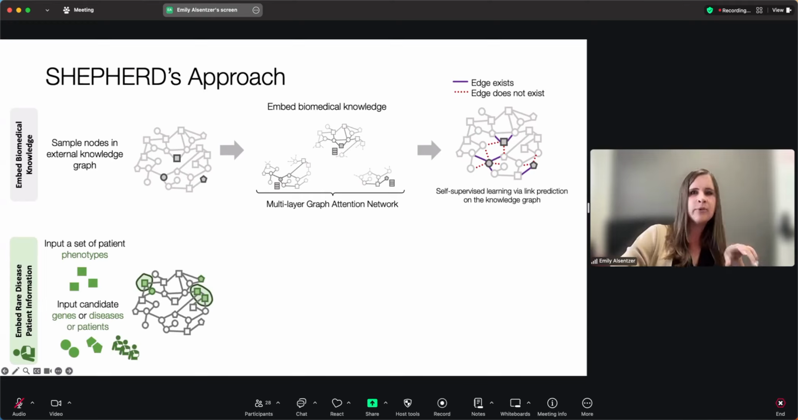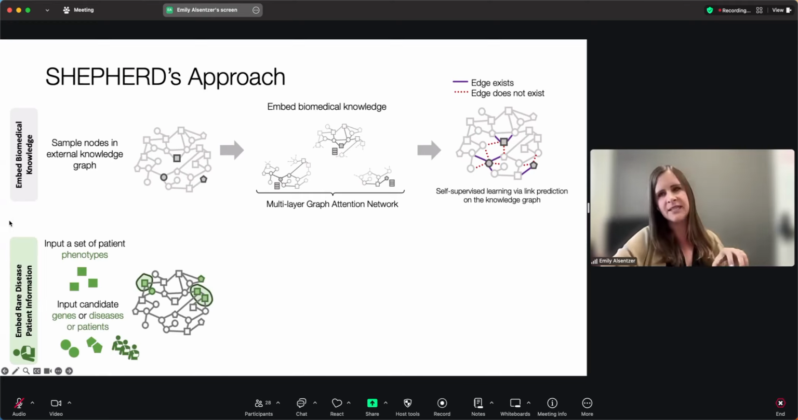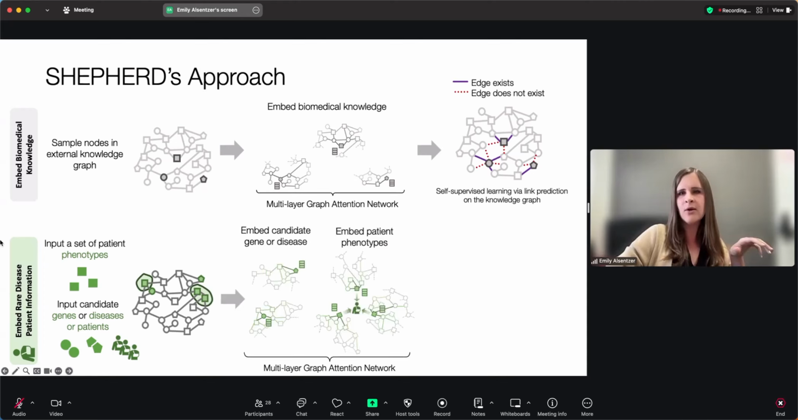So at this point, the input is the patient's set of phenotypes, and then depending on the task, a set of candidate genes or diseases or other patients. We overlay that patient information on the knowledge graph, constructing patient subgraphs from the patient phenotypes. We then leverage that pre-trained graph neural network model to embed each candidate as well as that patient phenotype subgraph. Shepherd will generate a single patient phenotype embedding from all of the phenotypes in the patient by performing an attention-weighted average of those phenotype representations.